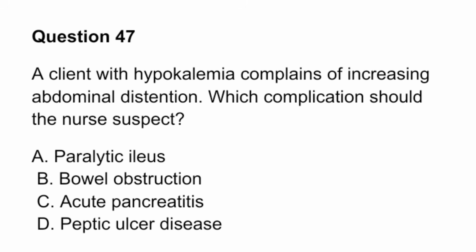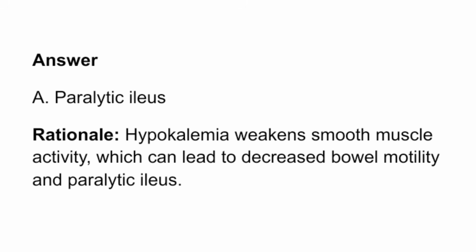Question 47. A client with hypokalemia complains of increasing abdominal distension. Which complication should the nurse suspect? A. Paralytic ileus. B. Bowel obstruction. C. Acute pancreatitis. D. Peptic ulcer disease. Answer. A. Paralytic ileus. Rationale.